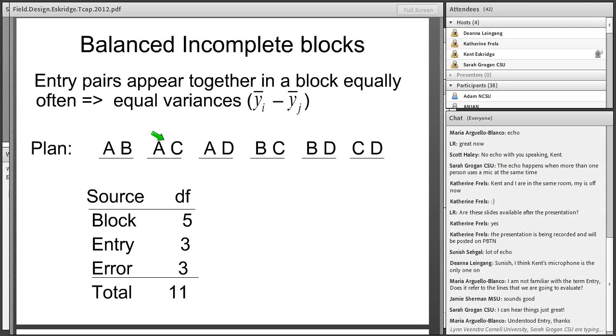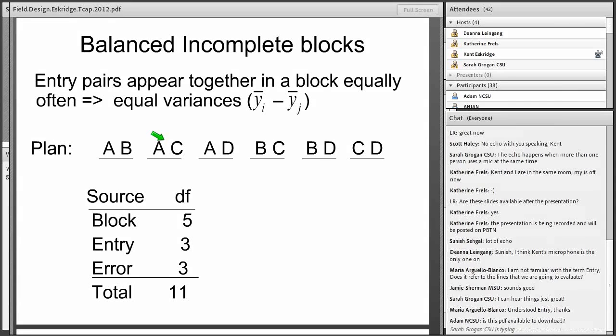Okay, well, if you look at how the entries are arranged in each block, I have A with B in one block, A with C in another block, A with D in another block. Okay, so A is with every other treatment one time together in a block. And it's the same for all pairs of treatments.